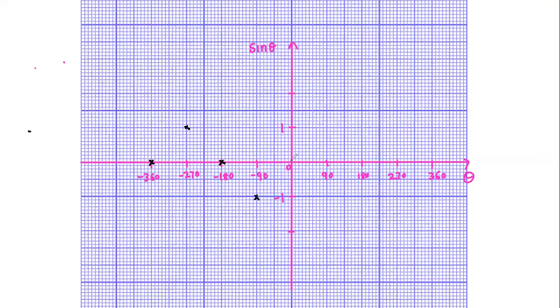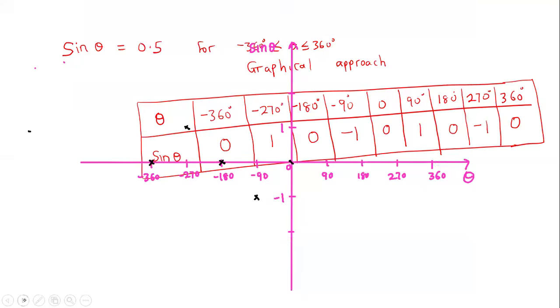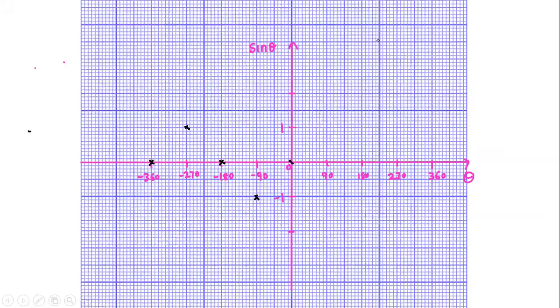The next one is 0. I just need to be sure. 0 and 0. So which is a point here. The next one is 90 and 1. The next one is 180. The next one is 270. The next one is 360.